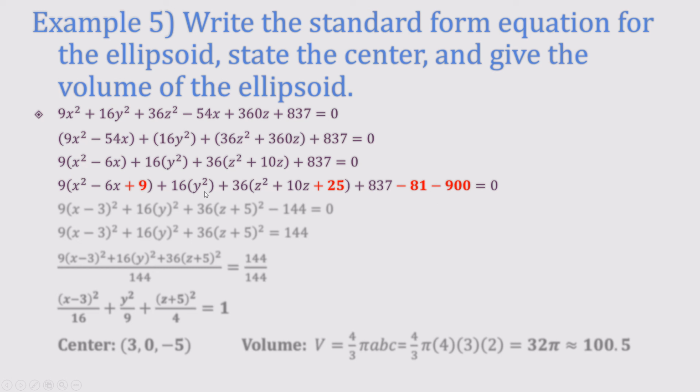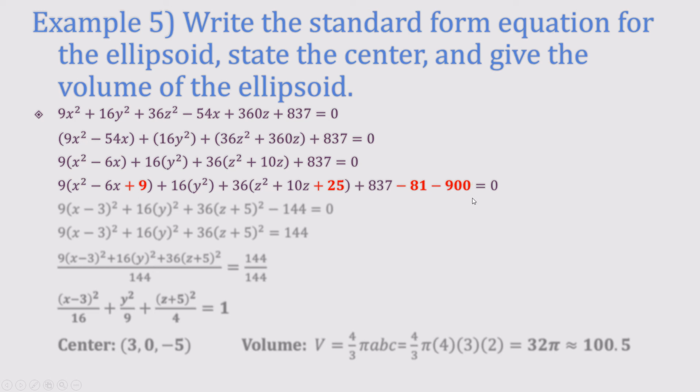There is no y term. There's a y squared term, but there's no y term here. So if you really want to complete the square, half of 0 is 0, and 0 squared is 0. You can add 0 if it makes you feel better, but it's not necessary. For our z terms, half of 10 is 5, 5 squared is 25, but we didn't just add 25, we added 36 times 25, 900. So to balance that out, we're going to subtract 900 outside of the parentheses.